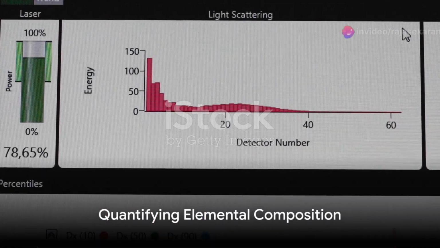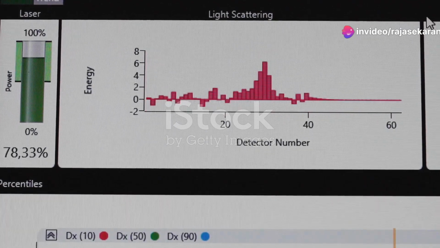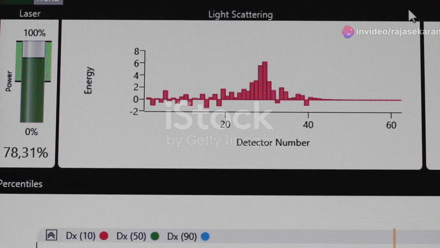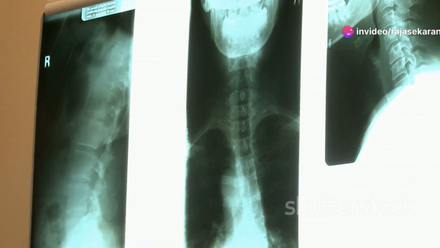But it's not just about identifying what's there. Energy dispersive spectroscopy can also give clues about the quantity of each element. The intensity of the X-ray signals is proportional to the amount of each element in the sample. So the stronger the signal, the more of that element is present.